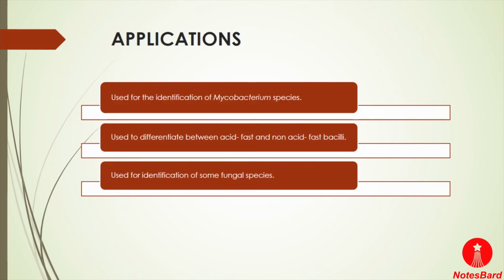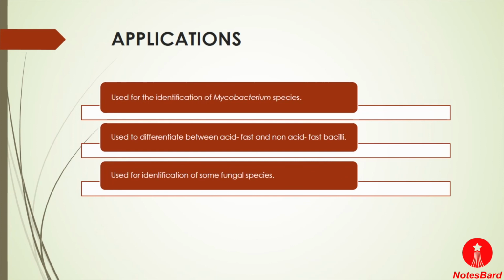So after the procedure is completed, the slides are observed under the microscope, and here the acid fast bacilli take up the red color, and they are observed as red colored due to the carbolfuchsin, and those bacteria which are non-acid fast organisms easily decolorize with the primary stain, and then they take up the counterstain of methylene blue, and they appear blue in the microscope. So the results are made on the basis of the color obtained by these microorganisms.